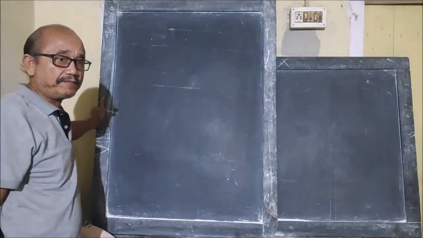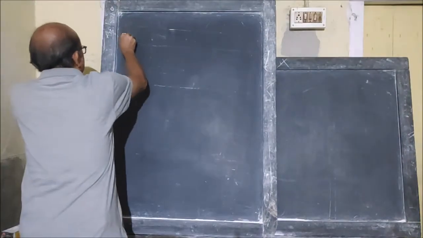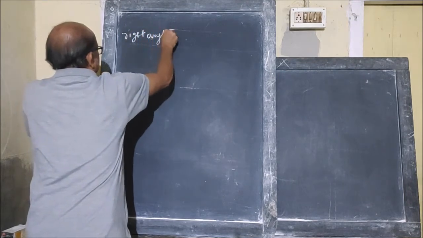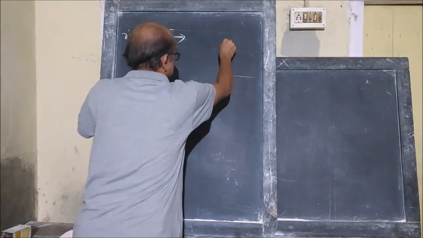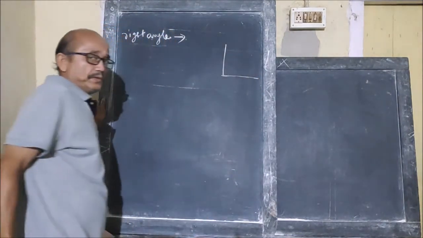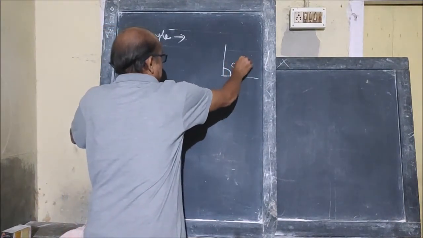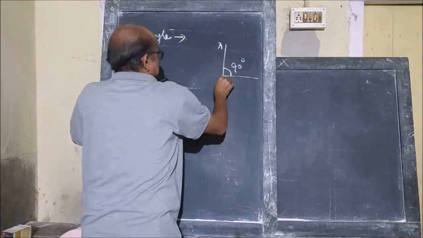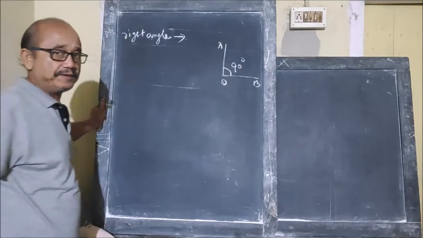Now, next one, right angle. An angle whose degree measure is 90 degrees. An angle whose degree measure is what? 90 degrees. This is called a right angle.